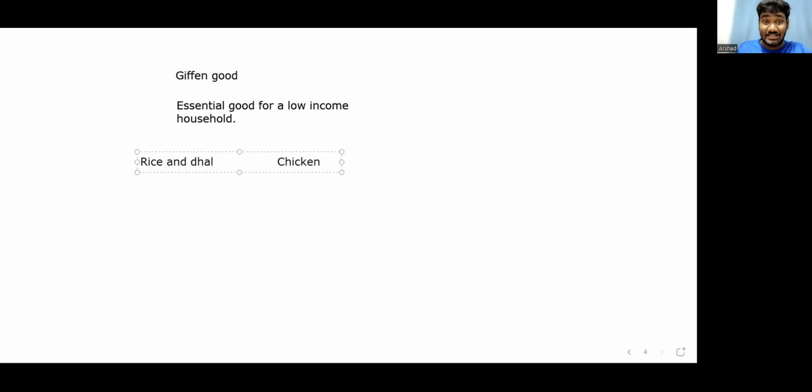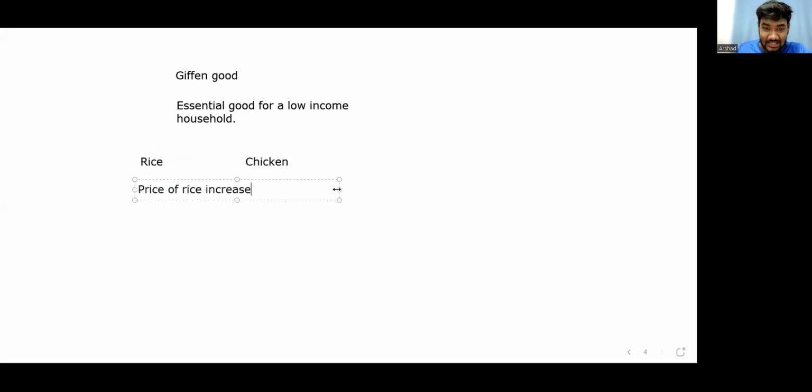Which one do you think is the more essential one, guys? Is it the rice and the dal or the chicken? Which is the essential one? The rice, right? I know for you all it might be the chicken, but for this poor household, it's the rice and the dal. Then let's say the price of rice increases. I'm taking rice and dal together, so basic rice means rice with dal.